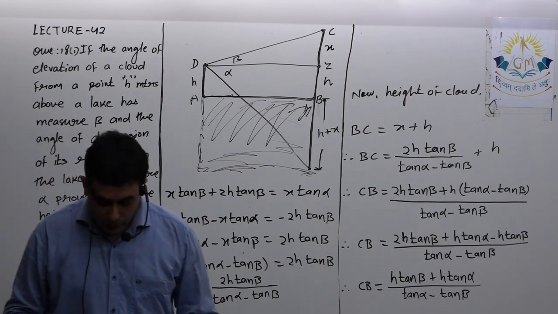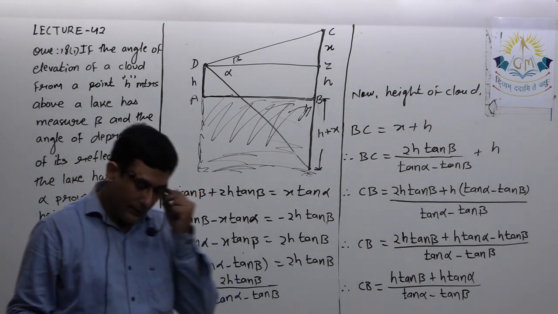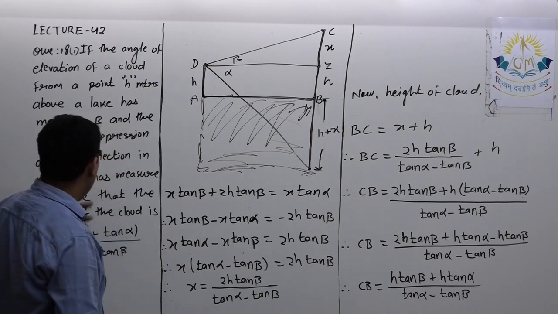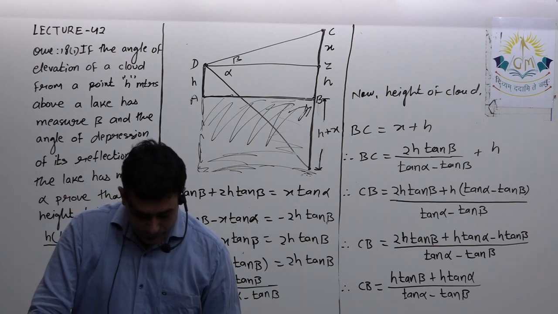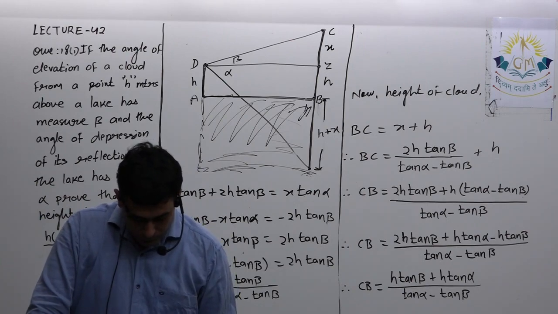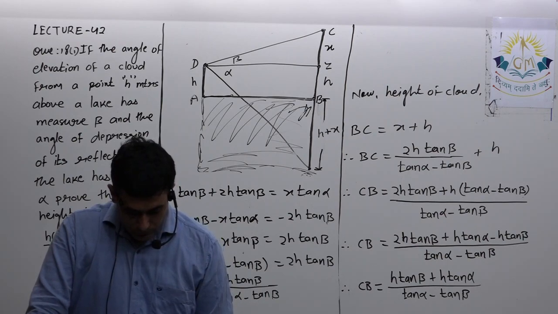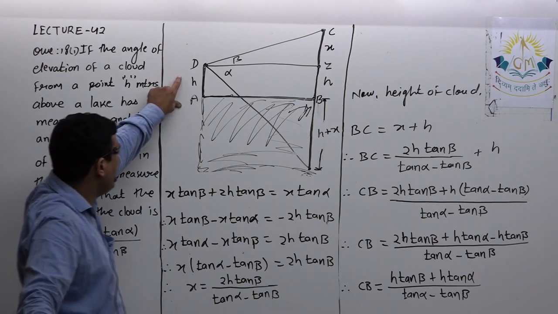Okay. Now see the second part of question number 18. This is exactly the same as the first part. The only thing is that instead of giving alpha, beta and h, it is given 60 degree, 30 degree and 60 meters. Okay, instead of h it is given 60 meters.